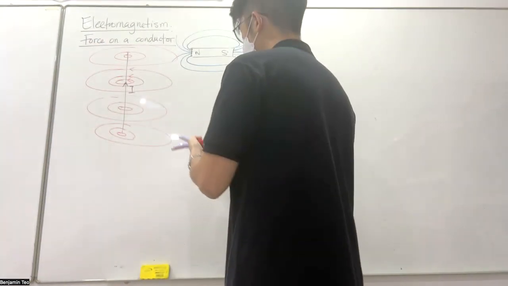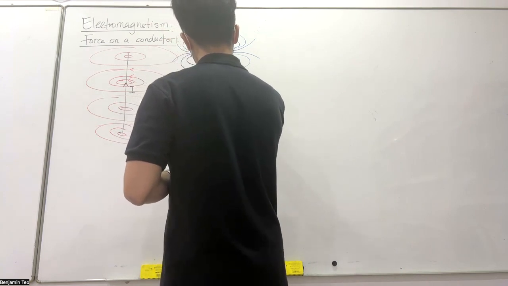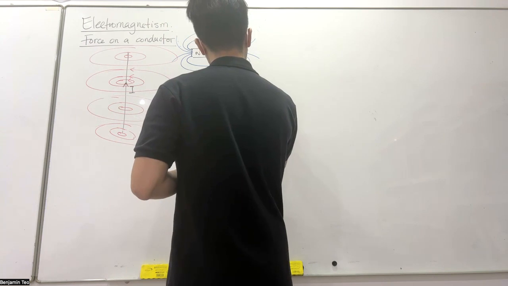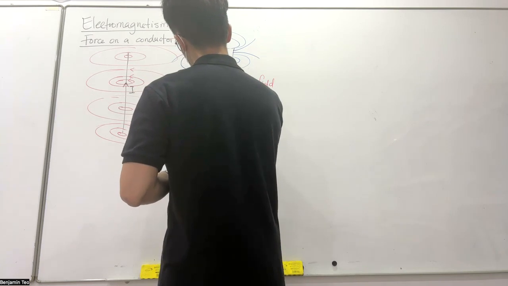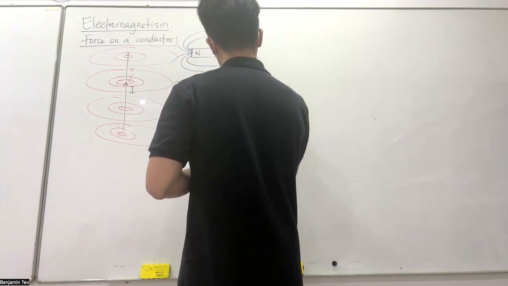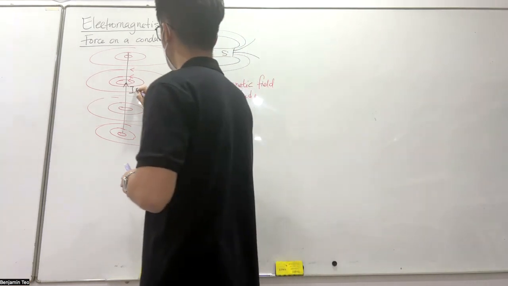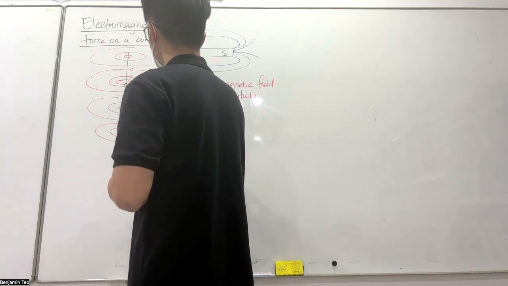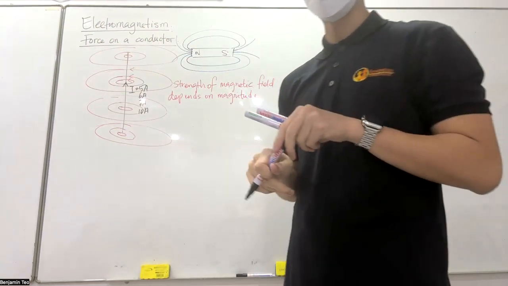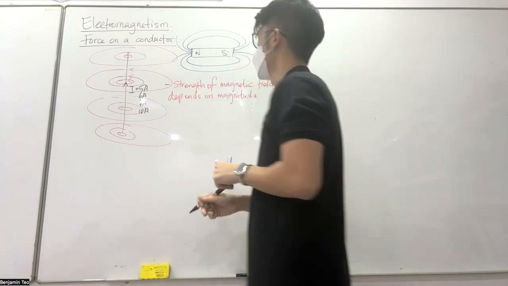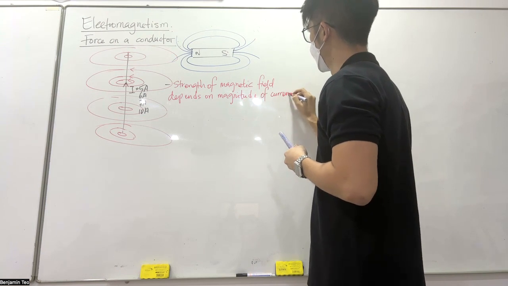Okay. Now, one more thing about the strength of the magnetic field. The strength of the magnetic field depends on the magnitude of your current. So let's say my current starts from 5 ampere, if I increase it to 6 ampere, 7 ampere, 10 ampere, the strength of the magnetic field should also increase. Okay, so the strength of the magnetic field depends on the magnitude of what? Of the current.